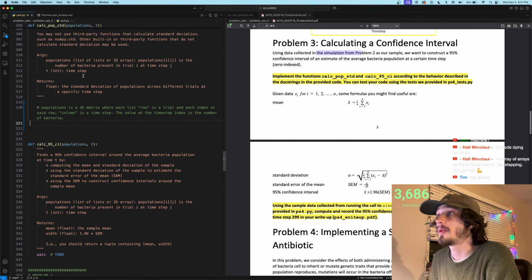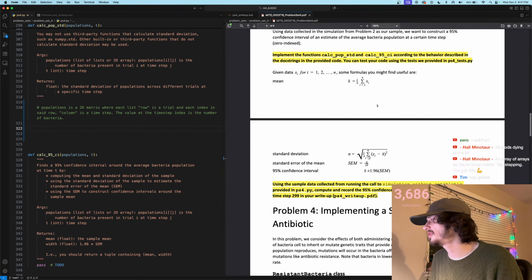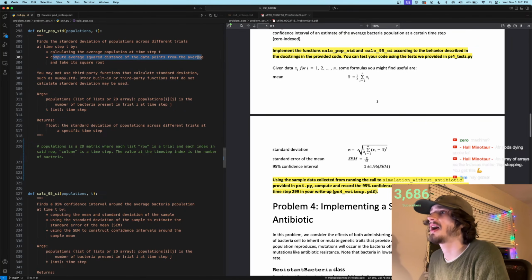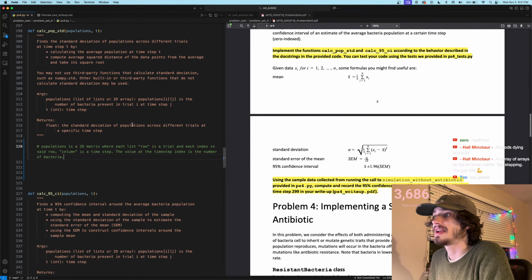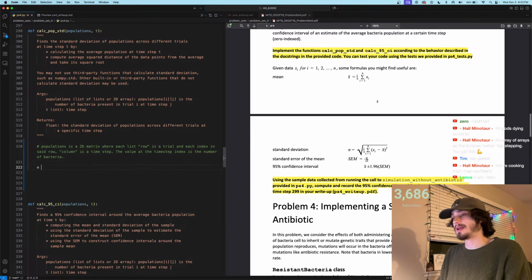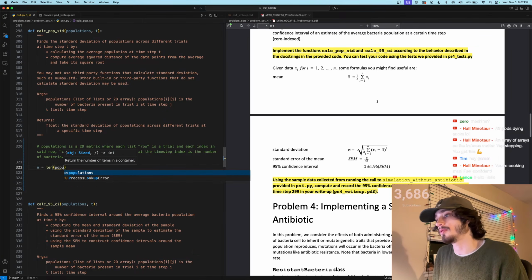Okay. And then we have a time step t. Okay, this is pretty simple. So what we're going to do is to compute standard deviation, we have to calculate the average population at the time step and then compute the average square distance of the data points from the average and take its square root. Okay, so we need to take the average of the entire time step. So n is equal to the length of populations.